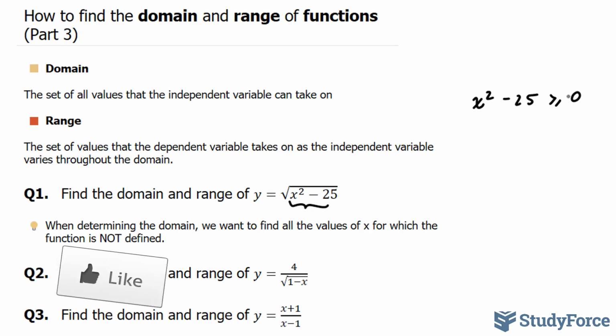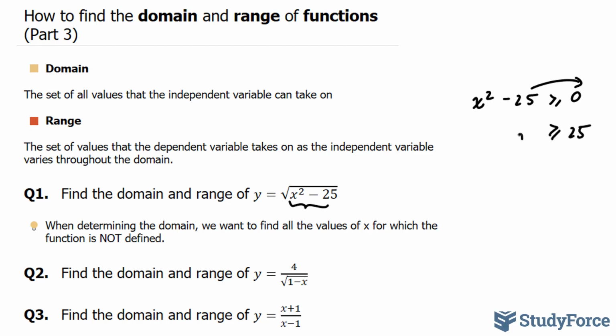But you'll notice that we have x squared. Look what happens if we solve for x squared. If I bring this negative 25 over, it becomes positive 25, x squared. And if I square root both sides, I end up with x must be greater or equal to the square root of 25, which results to plus minus 5.